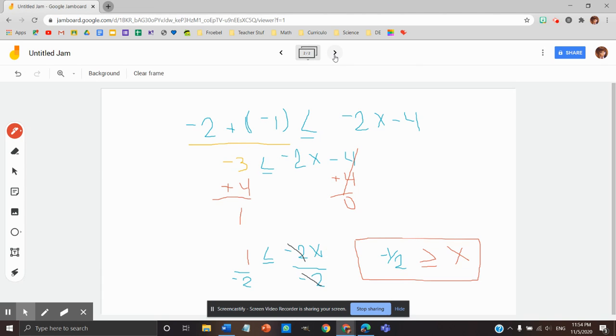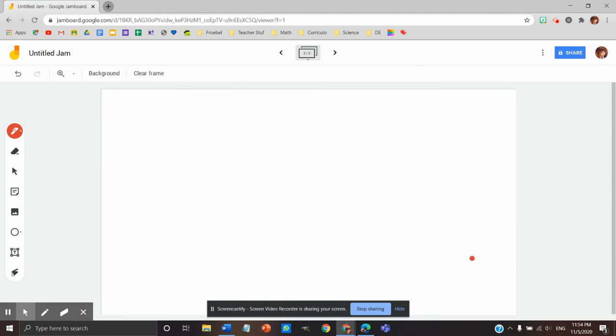So let's do another one. Let's go to another Jamboard here. Let's do one that is a little more different. Let's see if I can get here my pen. Let's say I have x plus 2, divided by 2, is bigger or equal than 4.